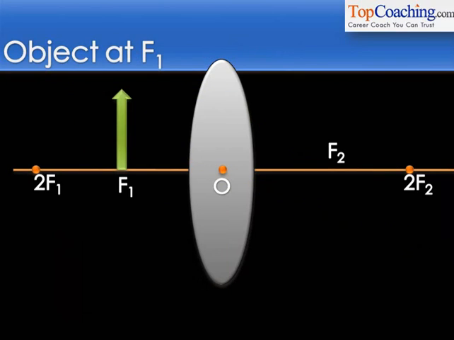Let's move the object closer now. Let's place it at f1. Again, to find out where the image is formed, let's take out 2 rays from f1.